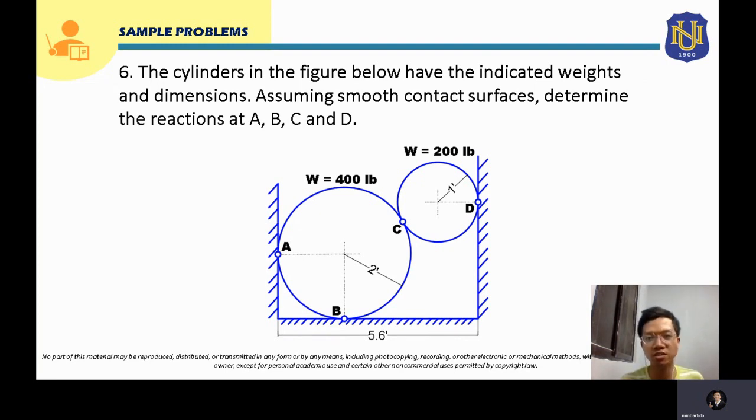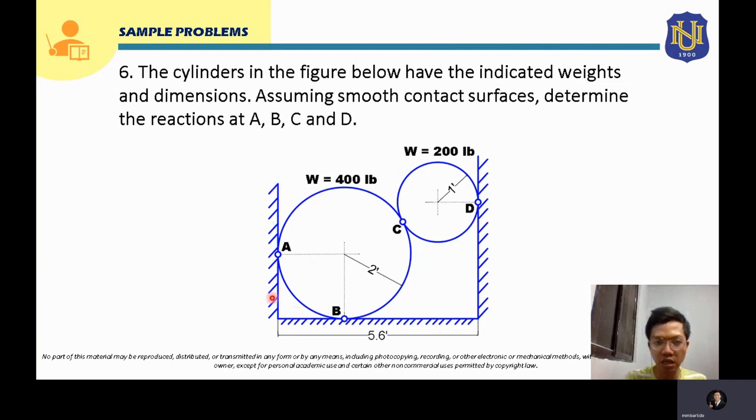Assuming smooth contact surfaces, determine the reactions at A, B, C, and D. So we have here two cylinders, no? So this is the larger cylinder. Okay, and this is the smaller cylinder.